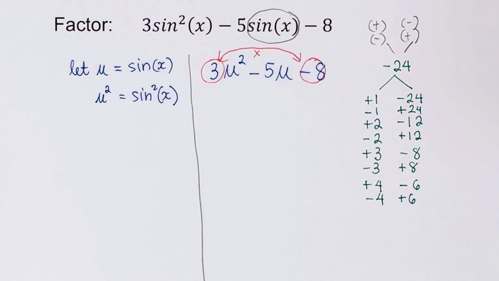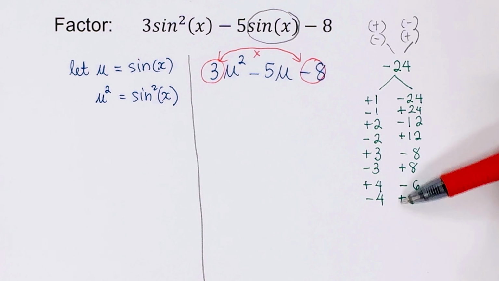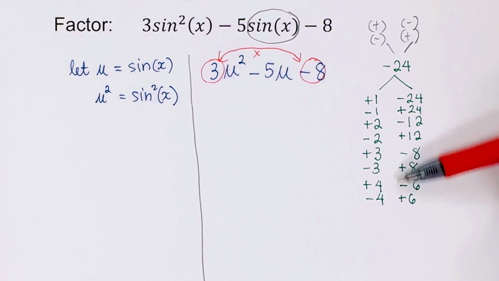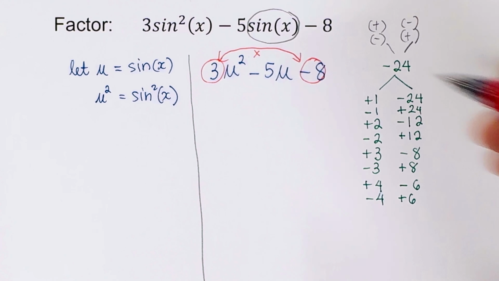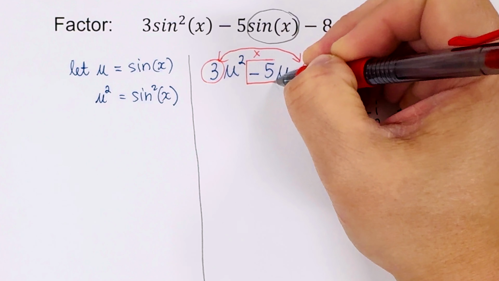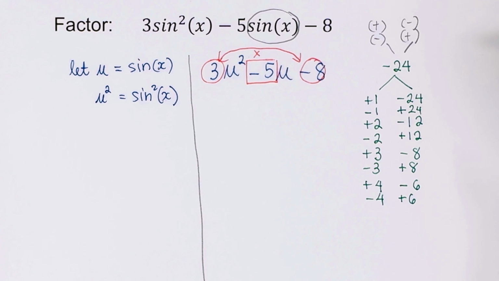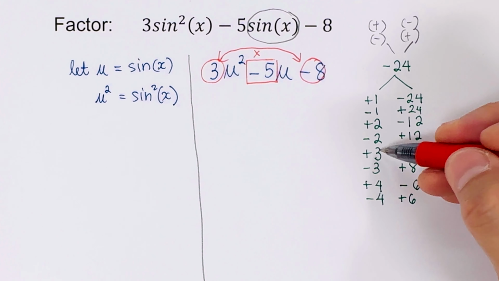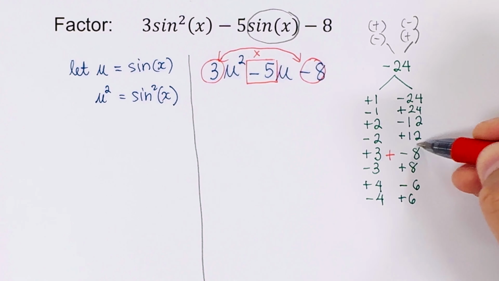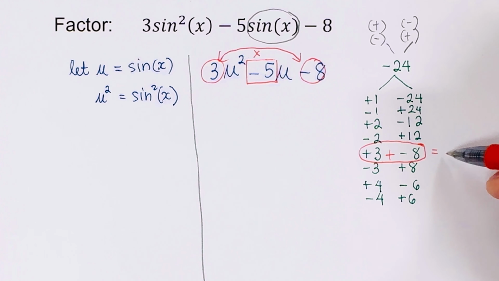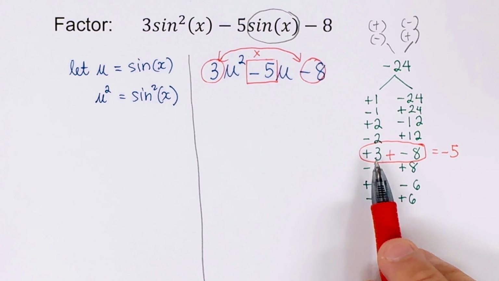So we're going to look for the partner here such that if we add them, it will give us a negative 5. So that would be positive 3 plus negative 8, which is a negative 5. So this will be the combination that we're going to use.